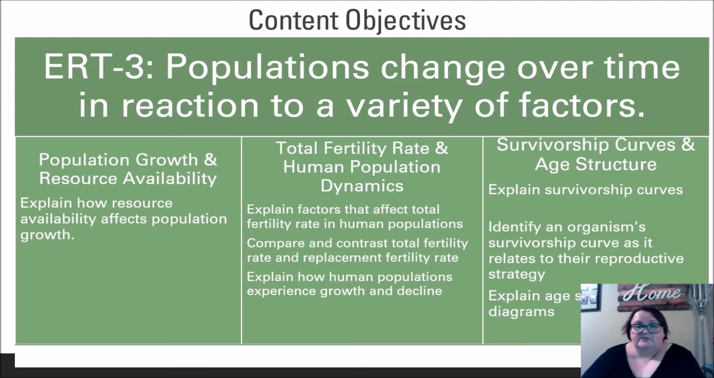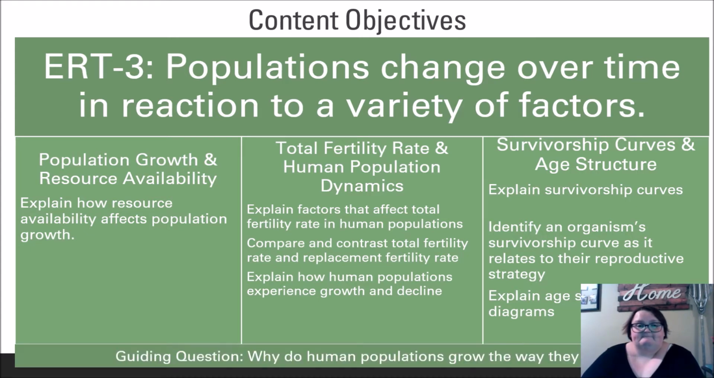At the end of this lesson, you should be able to do the following. Explain how resource availability affects population growth. Explain factors that affect total fertility rate in human populations. Compare and contrast total fertility rate and replacement fertility rate. Explain how human populations experience growth and decline. Explain survivorship curves. Identify an organism's survivorship curve as it relates to their reproductive strategy. And explain age structure diagrams. All of this is designed to answer the question, why do human populations grow the way they do?